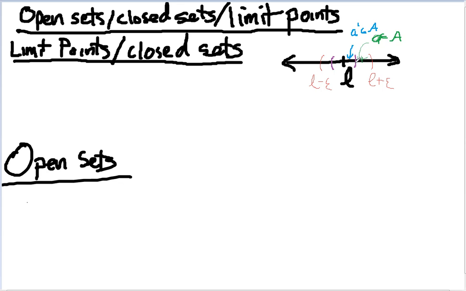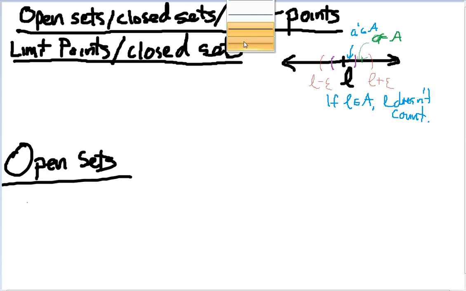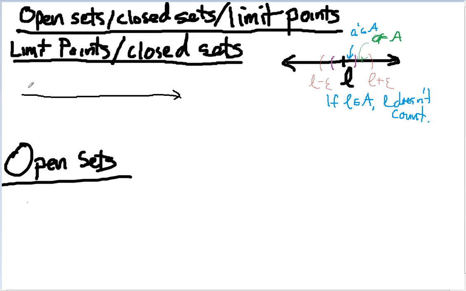You can do that. The only catch is that if L belongs to A, then L doesn't count. You don't get to use that as your point, because that's really too easy. Otherwise, every point of a set is a limit point. So that's completely boring. And here are just a couple of pictures of typical limit points. These aren't the only ones.